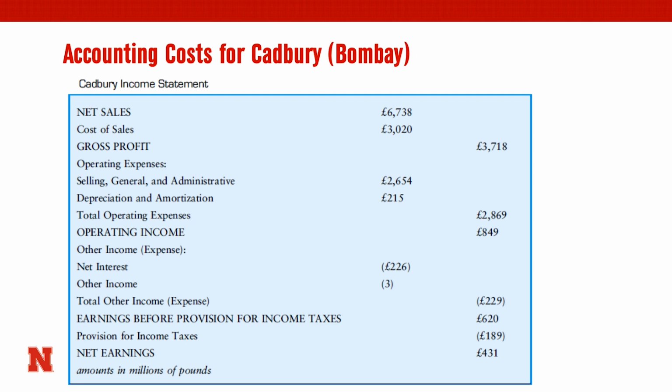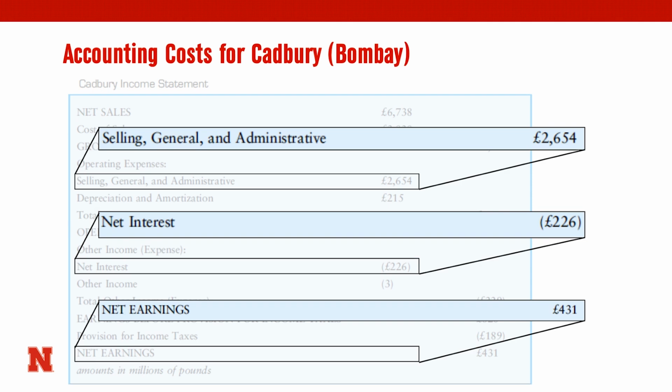Now, as we move down this income statement, what I'd like to focus on are three numbers. Selling, general, and administrative expenses, a commonly found line item on the income statement, makes explicit right there the expenses associated with those categories. In this case, we see it's 2.654 billion British pounds.